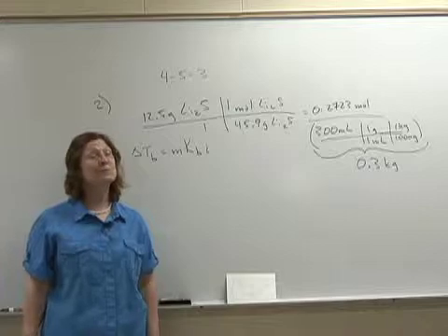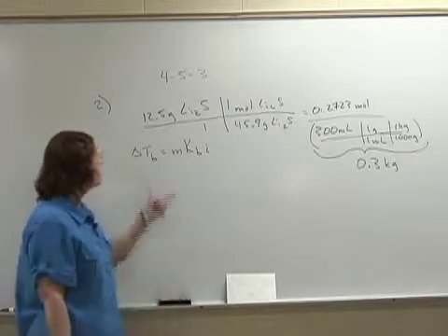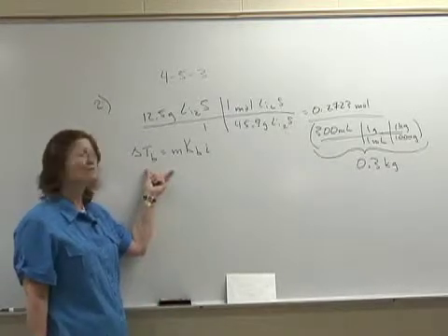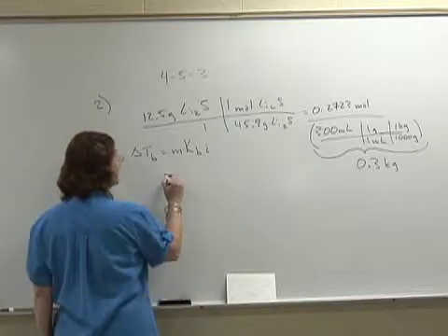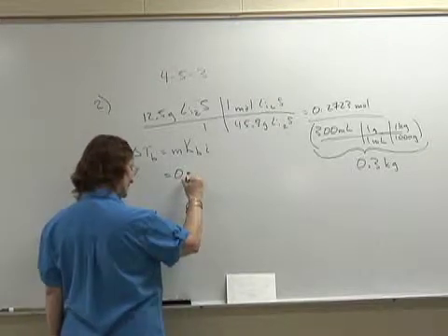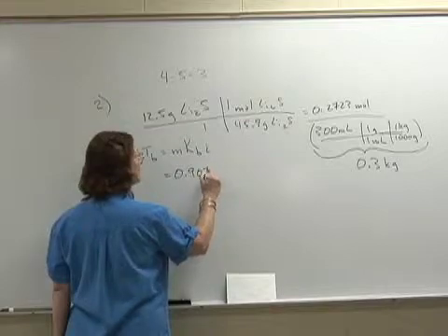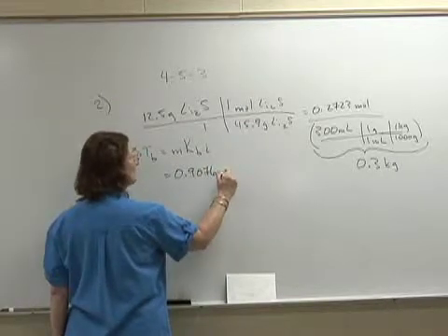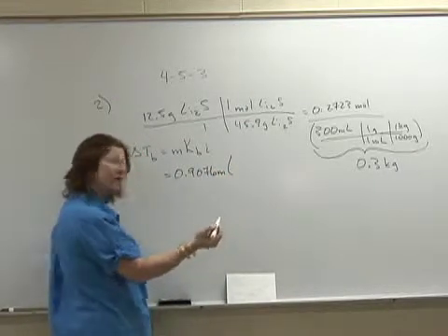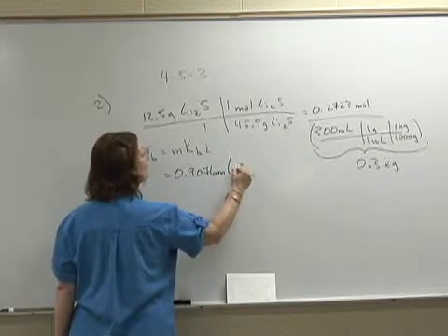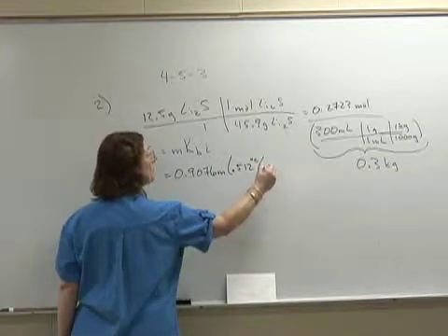Now we're solving for the new boiling point. Well, the formula is very similar to what we had before. I needed the molality, and the molality was 0.09076 molal. And my constant for water for boiling point is 0.512 degrees Celsius per molal.